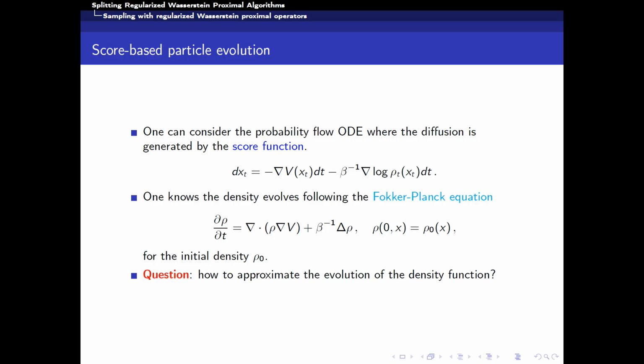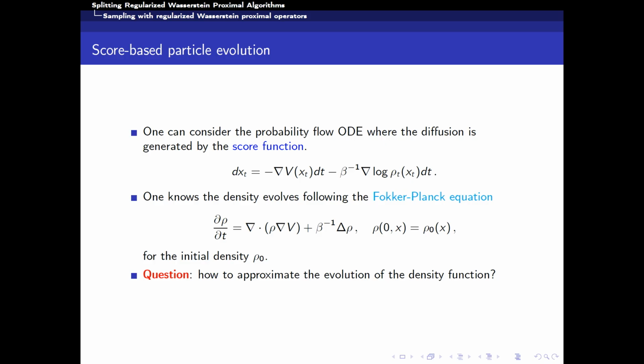I know that for most of the people over here, you have some experiments. For example, you do score matching, you do some neural network approximation to this score function. It is very difficult to approximate. So that's the reason that in the next slide, I will show you the regularized Wasserstein proximal operator.